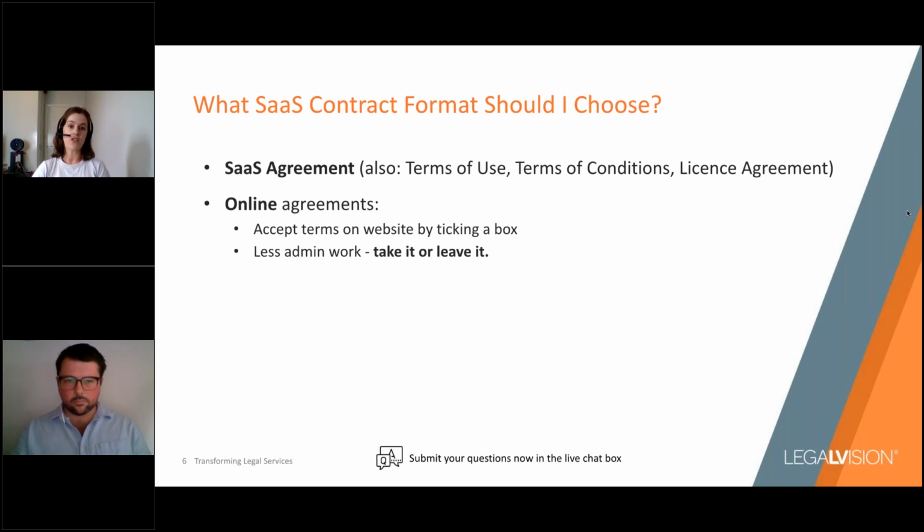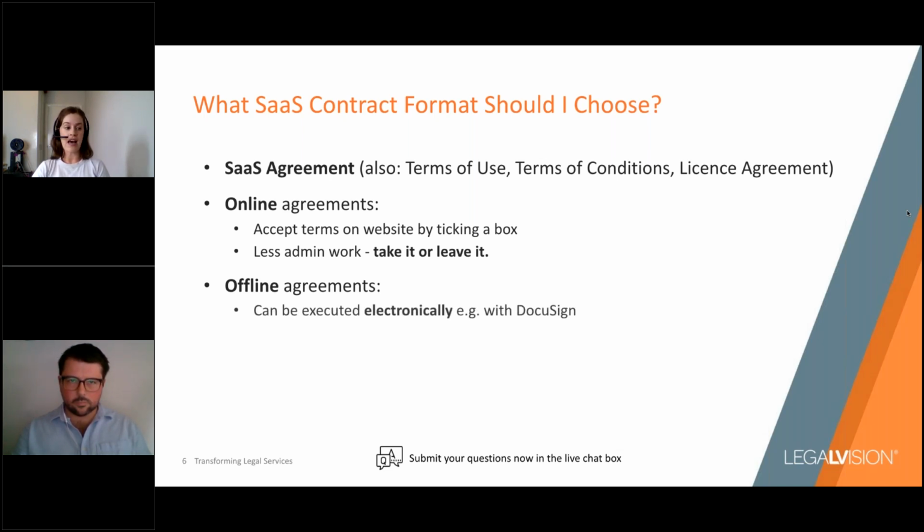So on the other side, we also have offline contracts. So these are your typical contracts that we've all seen. Traditionally, they may have been printed out and signed with an execution block. These days, we also see these contracts being executed electronically through online document execution platforms such as DocuSign, and that's perfectly fine.